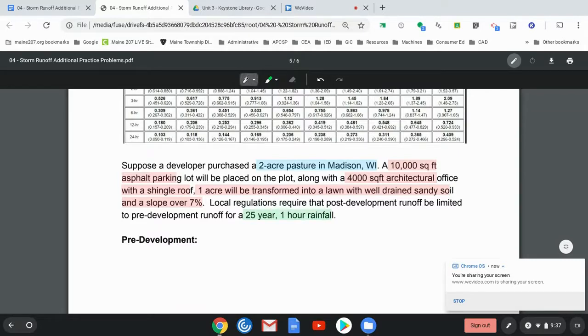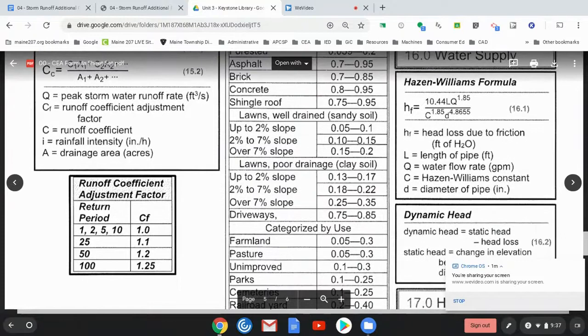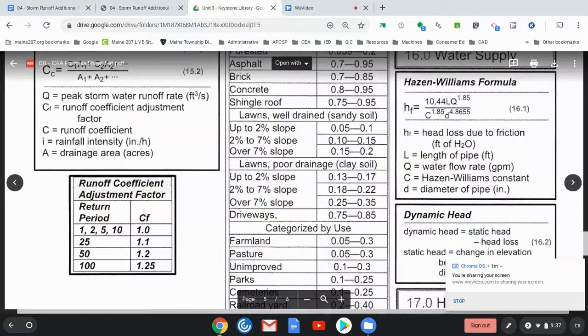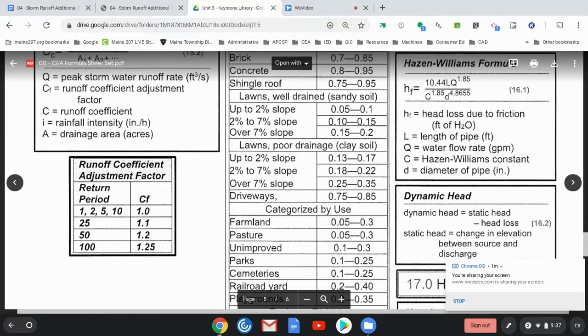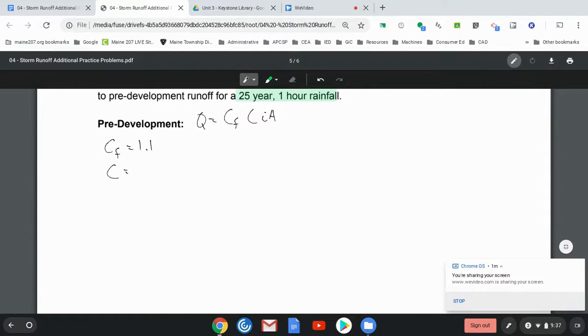All right. So remember, it's Q equals C sub F CIA. So we need C sub F for 25-year. If you don't remember it, go back here. 25-year, C sub F is 1.1. C for pasture land. Pasture is right there. It's the same as the farmland. We've done that calculation a couple times. If you don't remember how to do it, it's an average. So 0.05 plus 0.3 over 2 is 0.175.